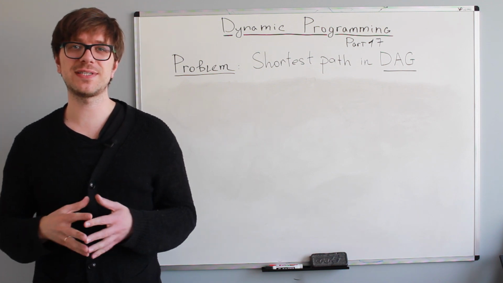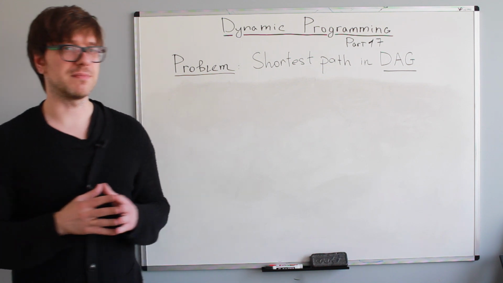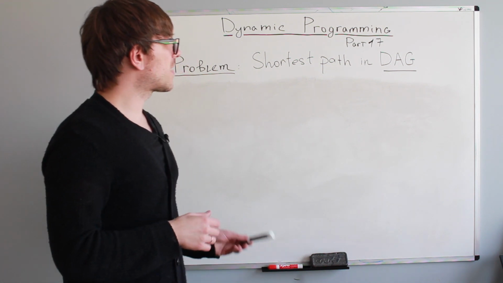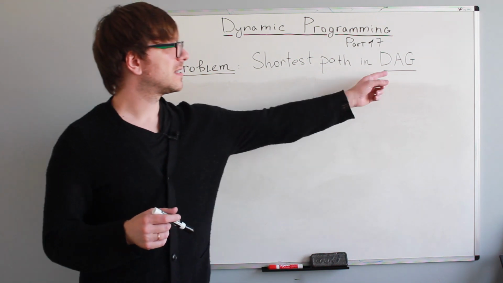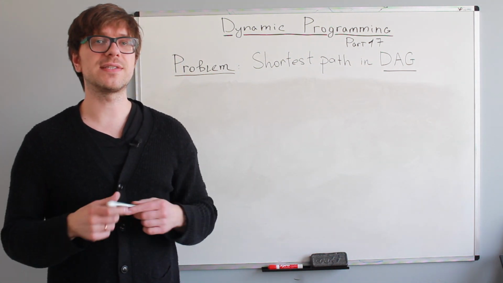This is part 17 and today we're going to use dynamic programming to solve a graph problem. Specifically, we're going to try to find the shortest path in a DAG. And what is a DAG? Well, DAG stands for Directed Acyclic Graph.